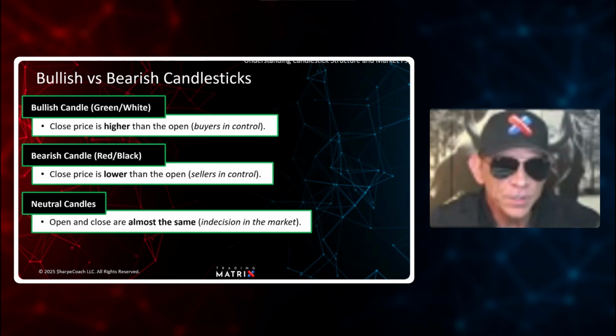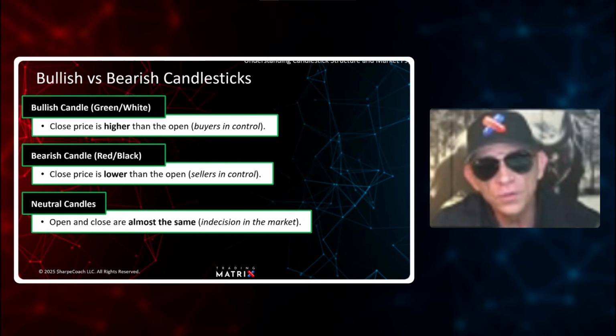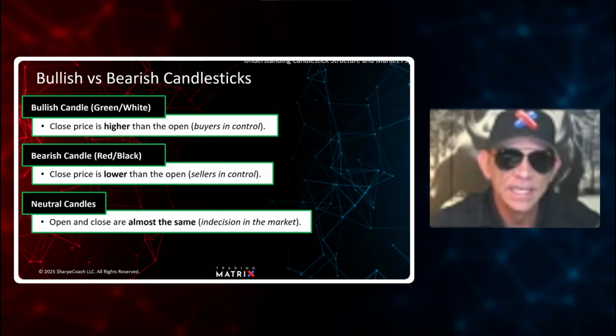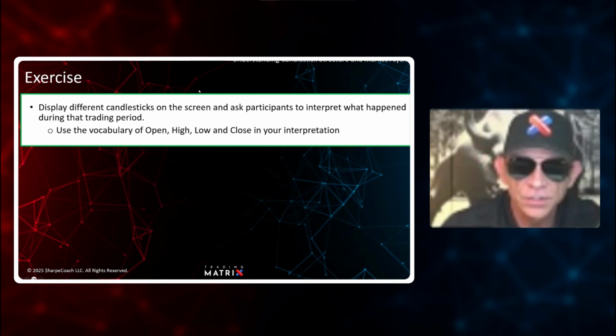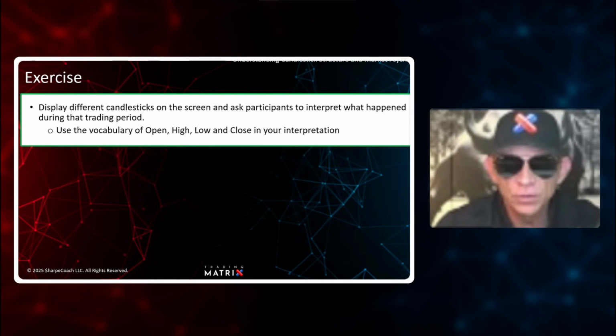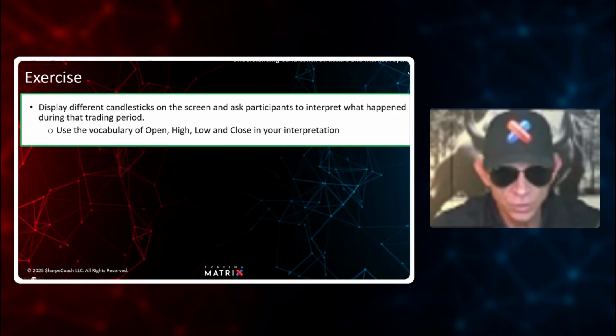The third type is neutral candles, and this is where the open and the close are almost the same. When the open and the close are almost the same, this indicates indecision in the market. So I have an exercise for you. We're going to display different candlesticks on the screen, and we're going to ask you to interpret what happened during that trading period. Use the vocabulary of open, high, low, and close in your interpretation.